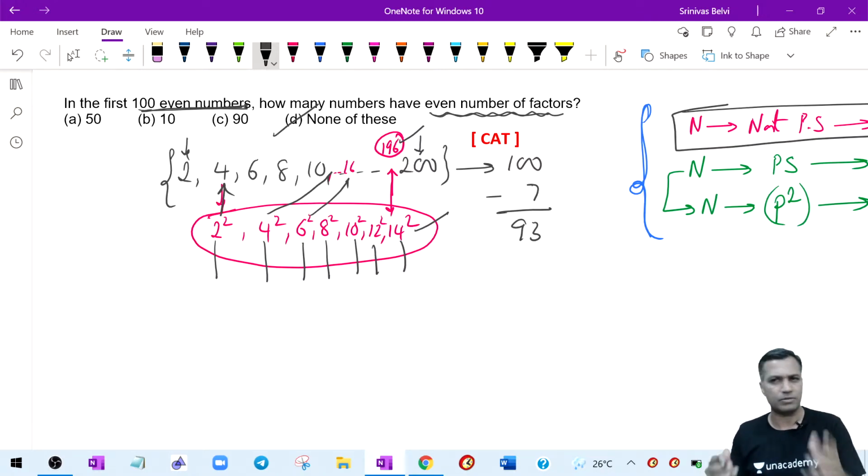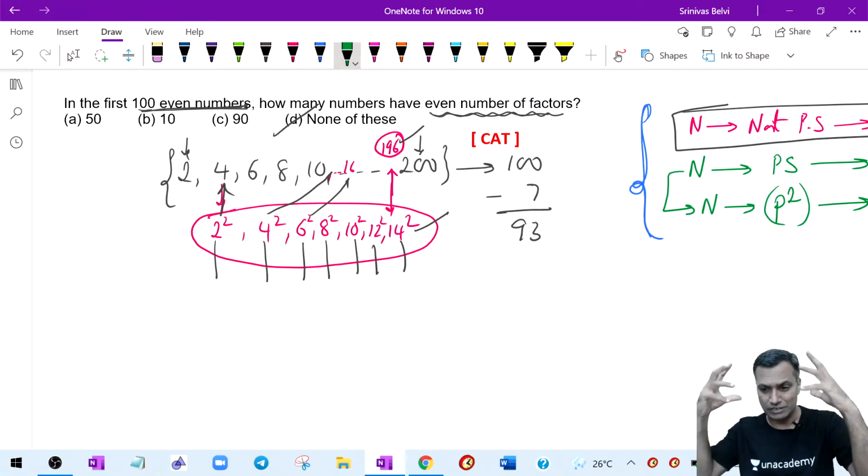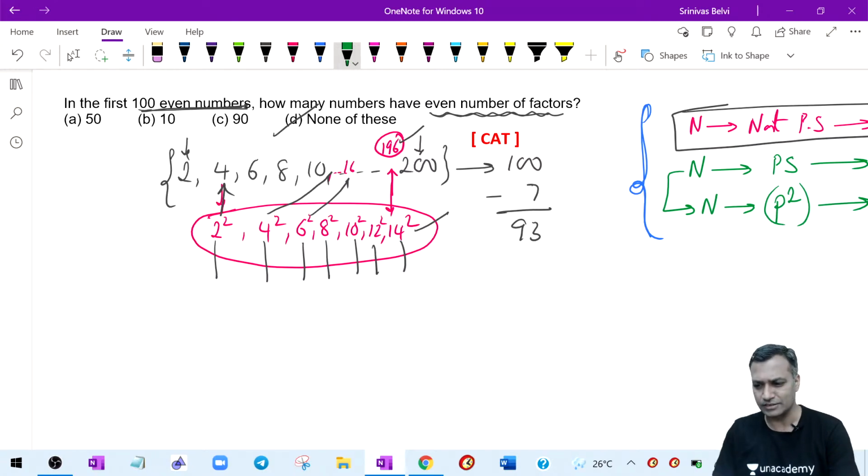Comfortable? Everybody comfortable? Very simple question. Honestly, very simple question. Maybe because it's the first question, the mind would be a little jittery. In a sense, the mind is still not warmed up. Therefore, it can take some time. Otherwise, it's a very simple question. Agreed? All done? Any doubts? No big deal.